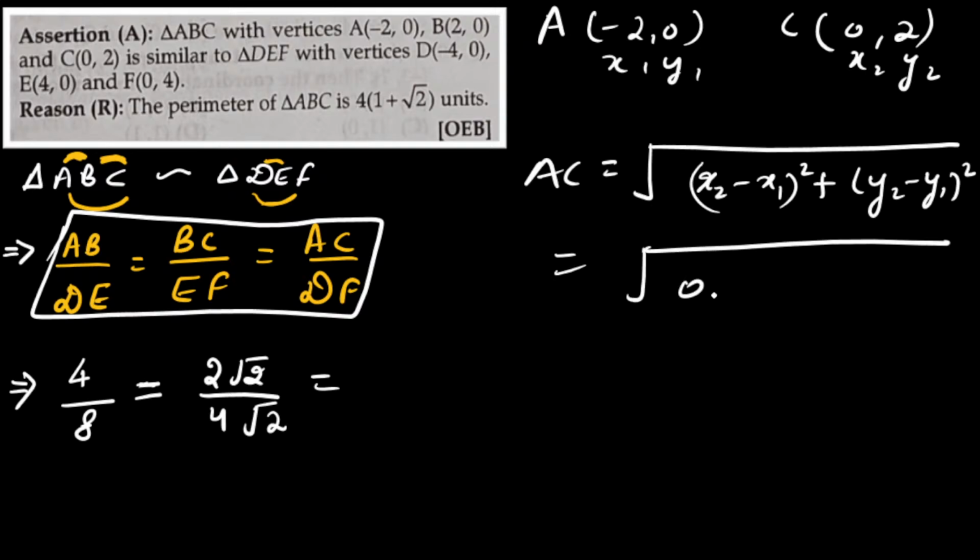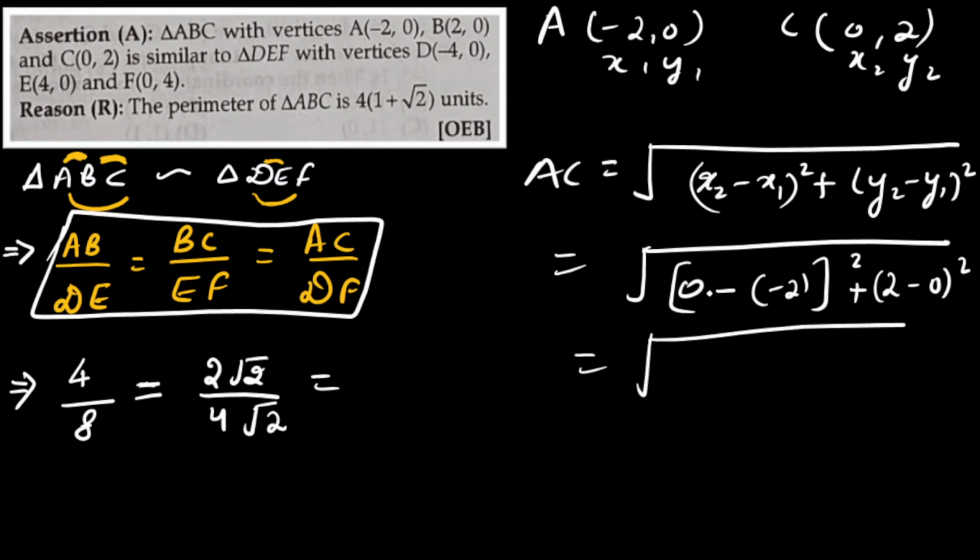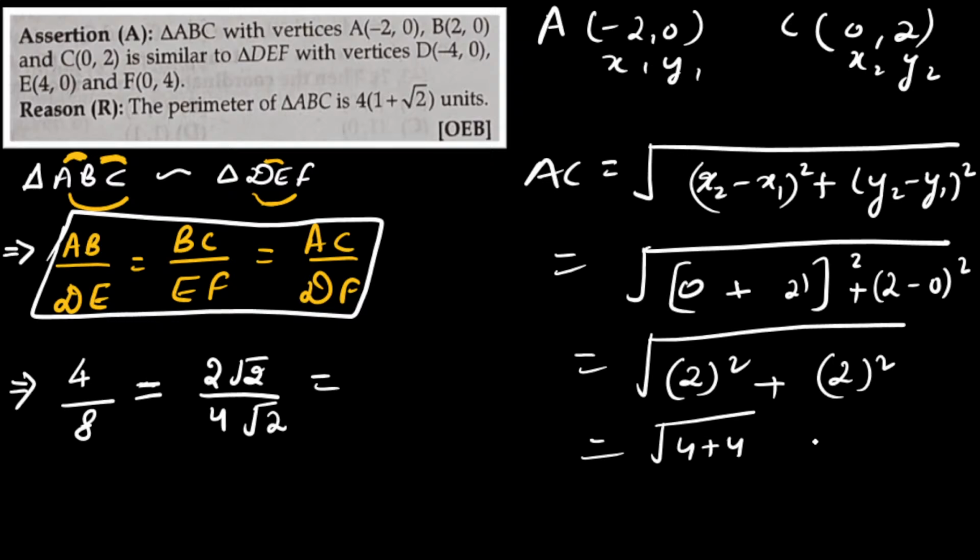So AC we are finding: x2 is 0 minus of minus 2, whole square, plus y2 which is 2 minus 0. So again minus minus is plus. So 0 plus 2 is 2 only. Minus minus will become plus, so this becomes 0 plus 2, which is 2. So 2 square, and again 2 minus 0 is again 2. So 2 square is 4, here also 2 square is 4. So root 8. Root 8 we did in the previous part also. Root 8 is 2 root 2.